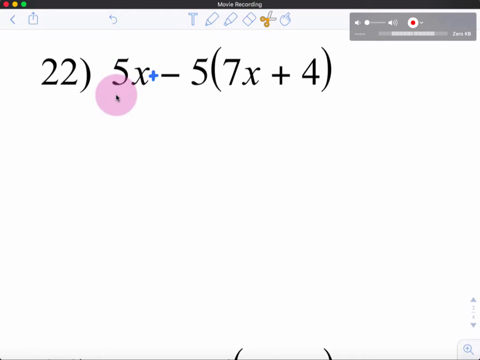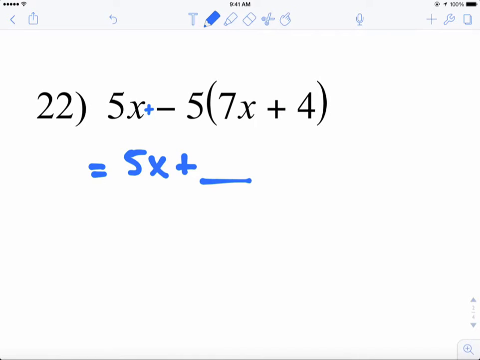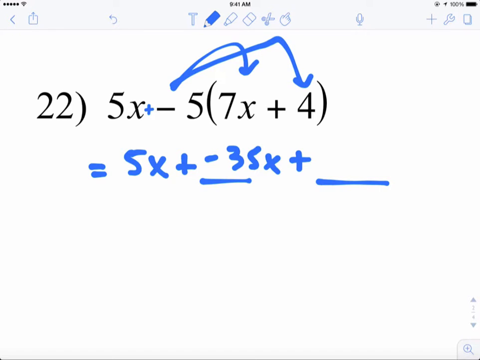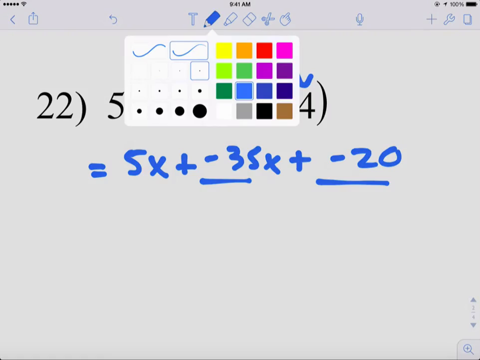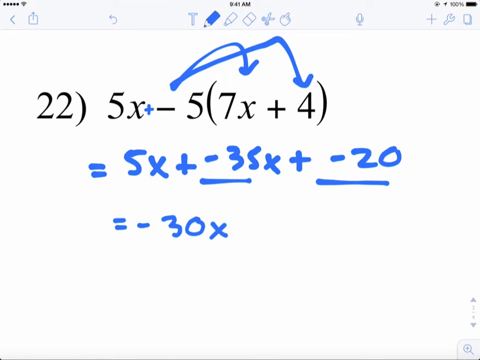I like to think of this as 5x and then negative 5 times this quantity. So remember, we are multiplying this number, 7x plus 4, by negative 5. That's really, really important. So I think in this case, we're going to end up with 5x plus, okay, what's negative 5 multiplied by 7x? That's negative 35x. Plus, okay, what else? Negative 5 times 4 is negative 20. And while I might not necessarily write this all the time, this is always what I think, and it really helps me. 5x plus negative 35x is negative 30 times x, and then just minus 20.